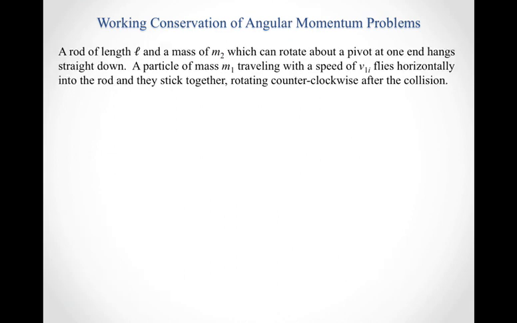Well, if we look at a conservation of angular momentum problem, what we're going to see is it's a very similar process. So let's look at an example where we've got a rod, we're told the length of the rod, we're told its mass. The rod can rotate about a pivot at one end, and it's initially hanging straight down. We've got a particle that's traveling with an initial speed and flies horizontally into the rod. Those two objects stick together, and then that system starts rotating counterclockwise about the pivot after the collision.